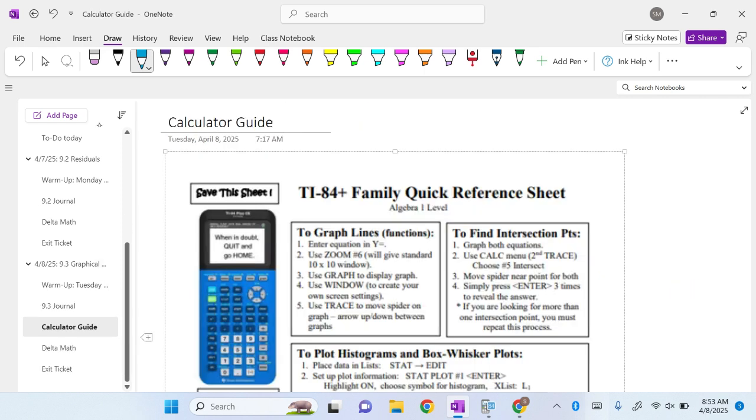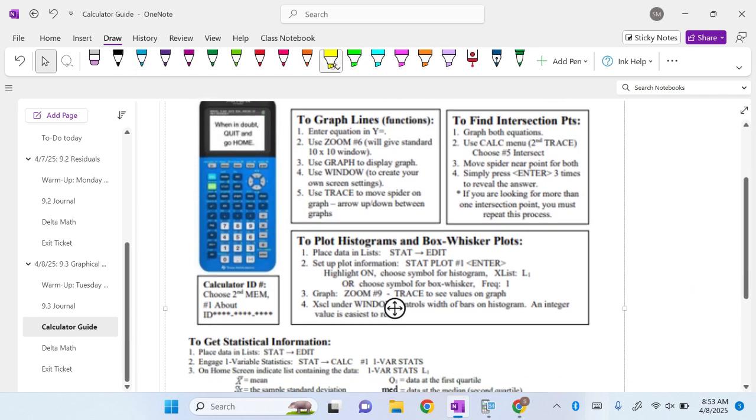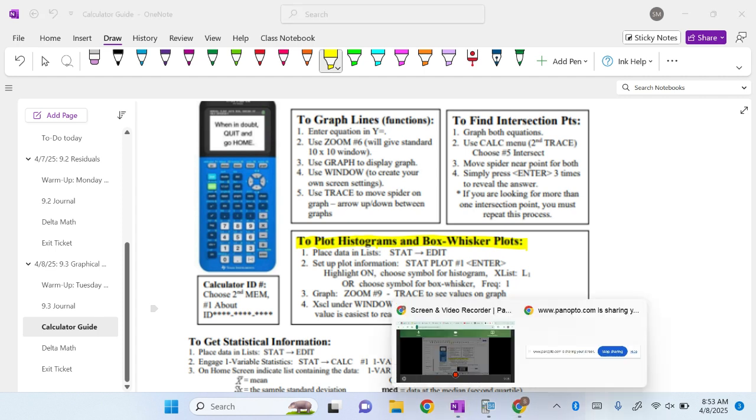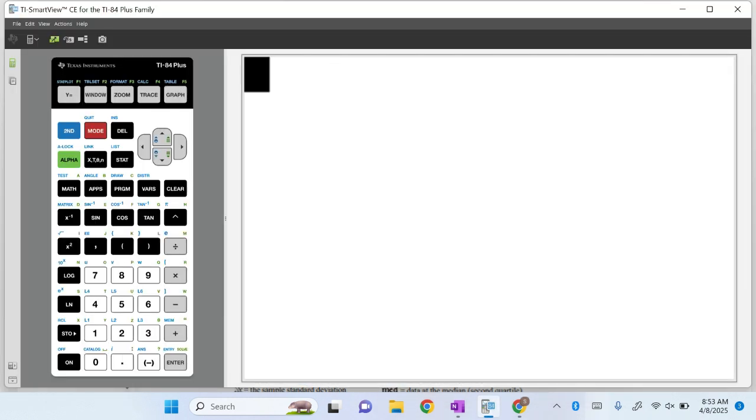The one I'm looking at on your calculator sheet is this one right here: plot histograms and box and whisker plots. You can actually get a histogram on your graphing calculator if you want to know the general shape. You guys don't have to do this, just watch. Heads up.